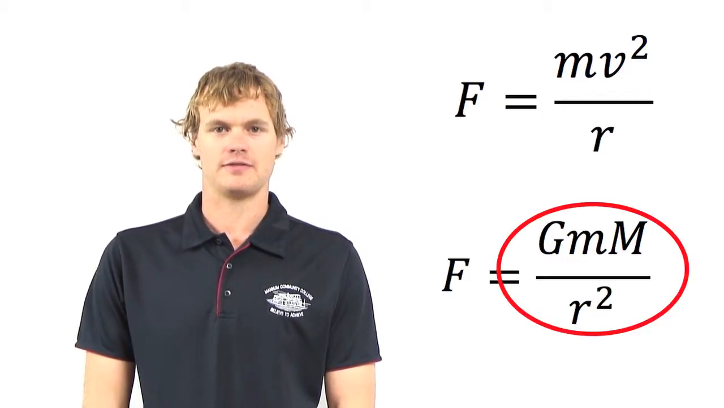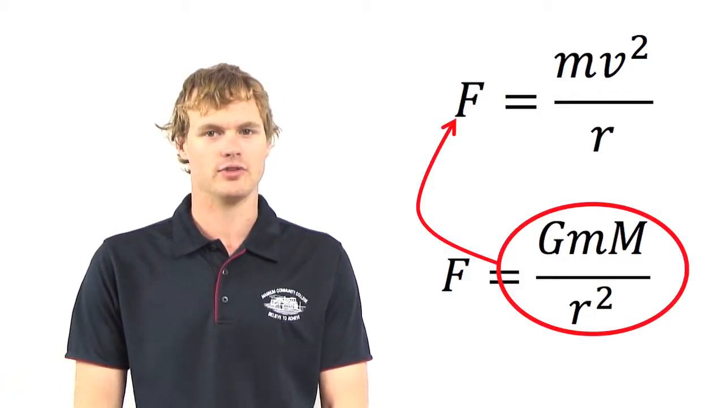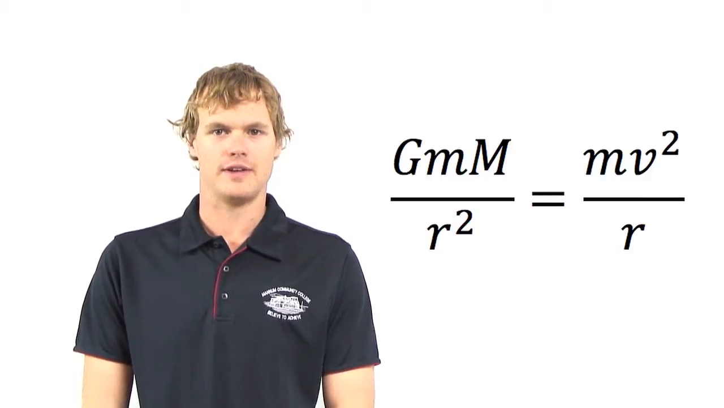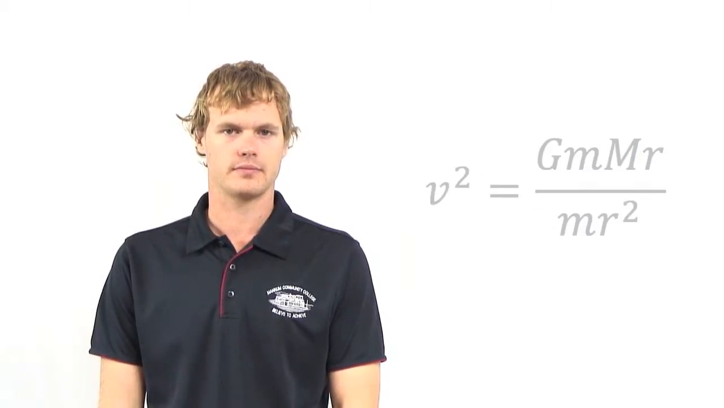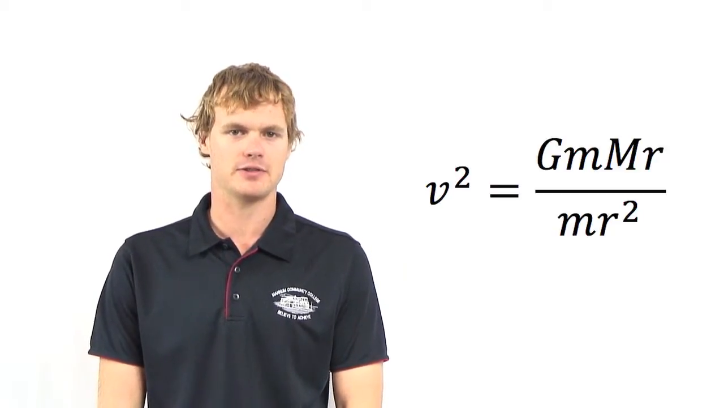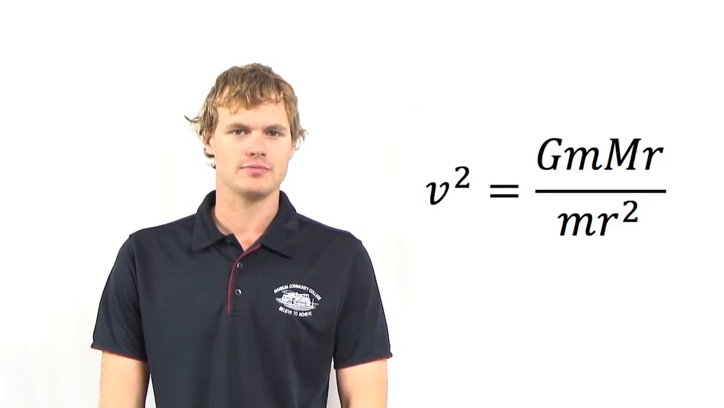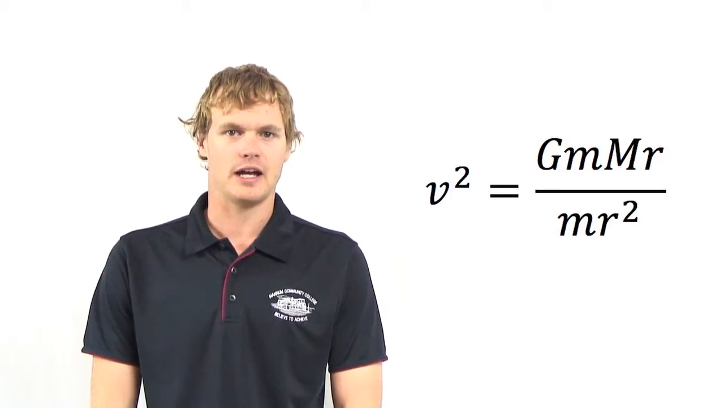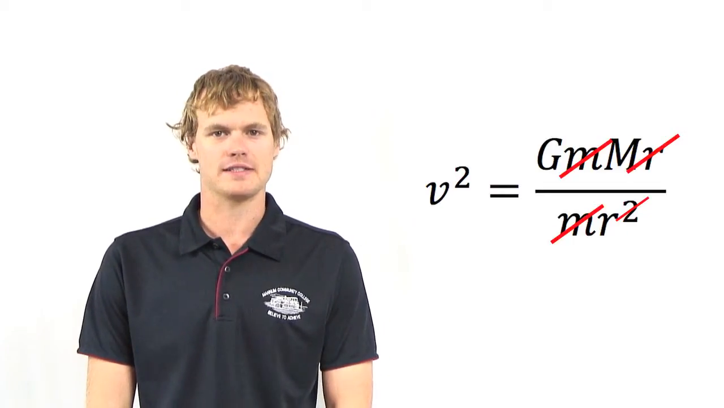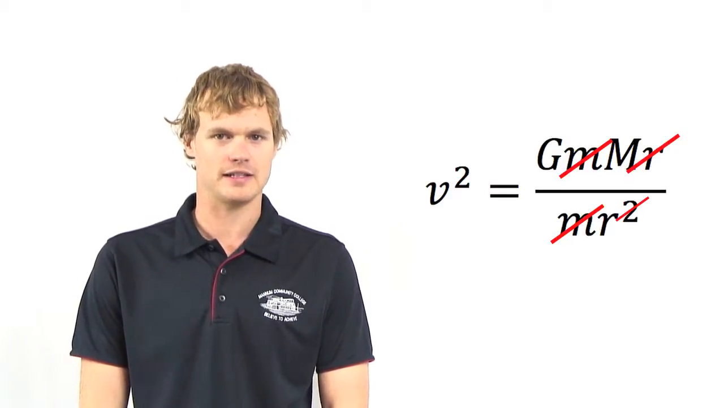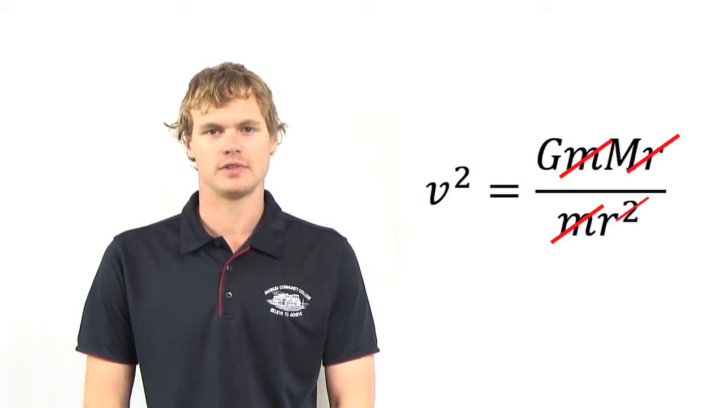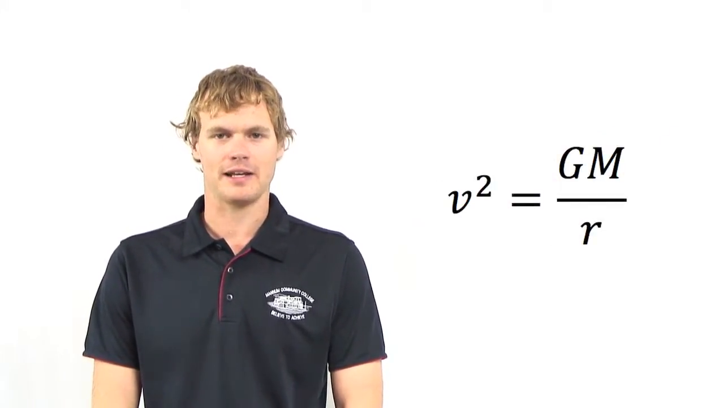If we substitute F equals G M m on r squared into that first formula, we get G m M divided by r squared is equal to m v squared on r. If we rearrange this to get v squared as the subject, v squared is equal to G m M r divided by m r squared. Now there are terms we can cancel out. We can get rid of the little m, because it cancels top and bottom, and we remove the r from the top and the square from the r on the bottom. So we're left with v squared is equal to G M on r.